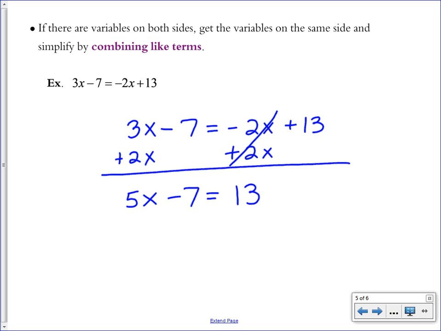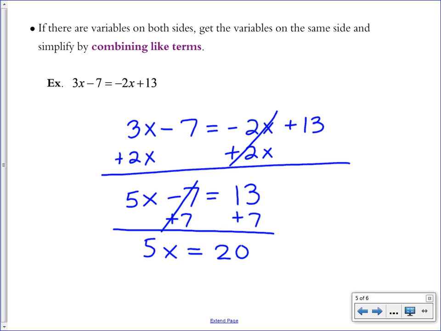I have a minus 7, which I'm going to get rid of by adding 7 to both sides. Bring down the 5x, bring down the equal sign. 13 plus 7 is 20. And now I have a 5 multiplied by x. Opposite of multiplication is division, so I'm going to divide by 5 on both sides, and x will equal 4.